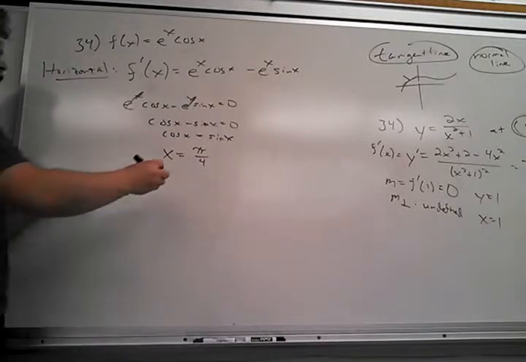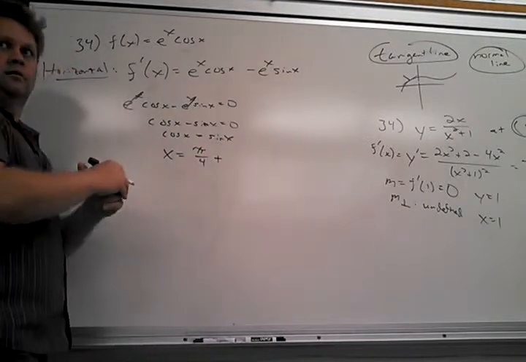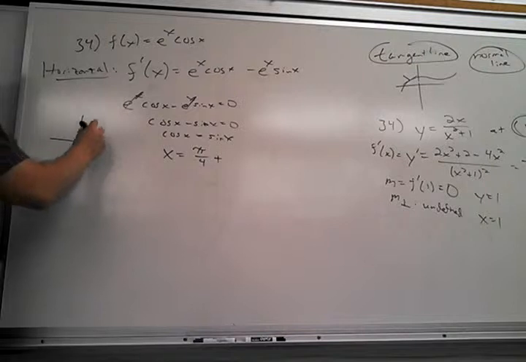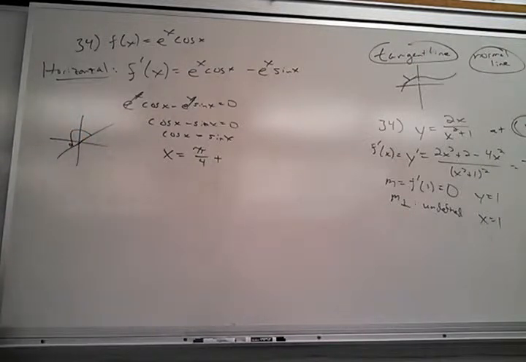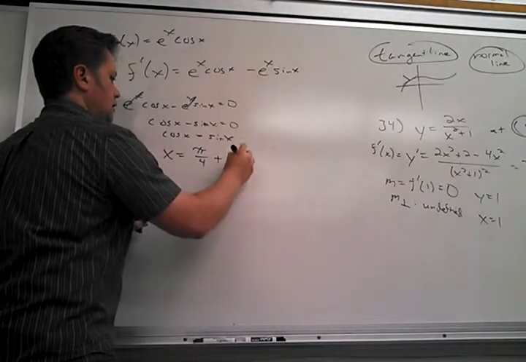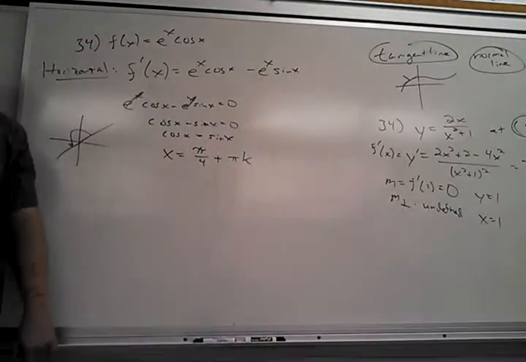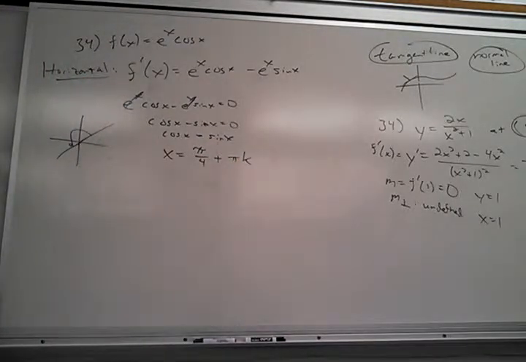And so I can just put pi over 4 plus, how far do I want to go? Just pi. Half a rotation is pi. So plus k pi, and you can use k or n, I don't care. K was the one we used in pre-calc. Do you guys remember that from pre-calc? Solving trig equations very often involves an infinite number of answers.